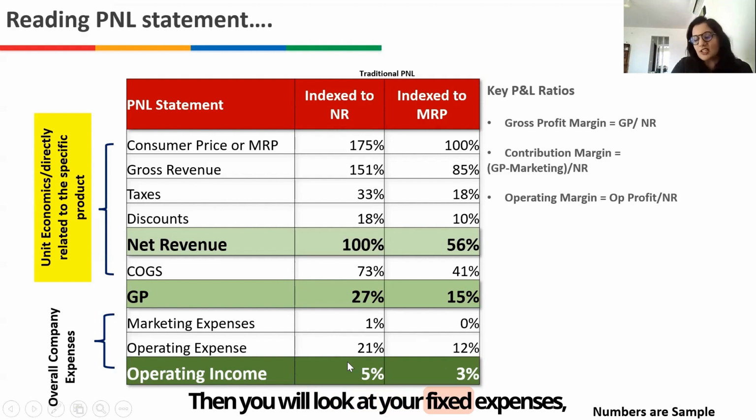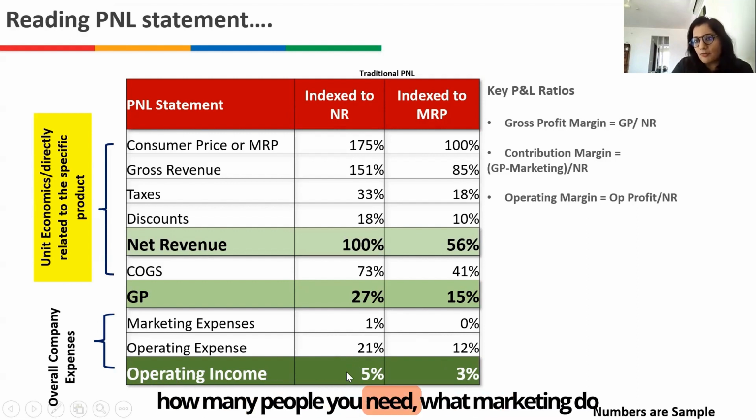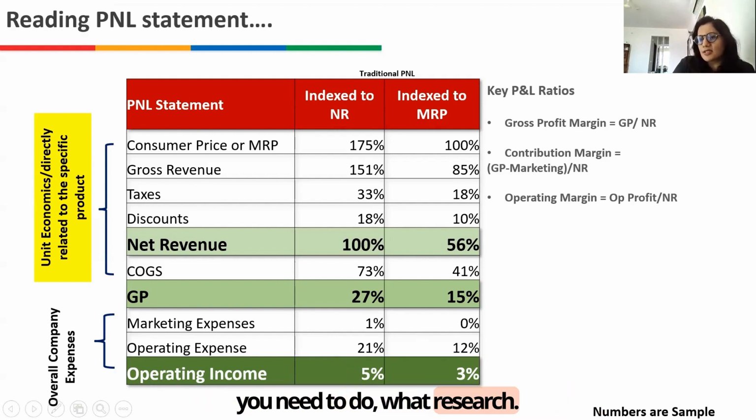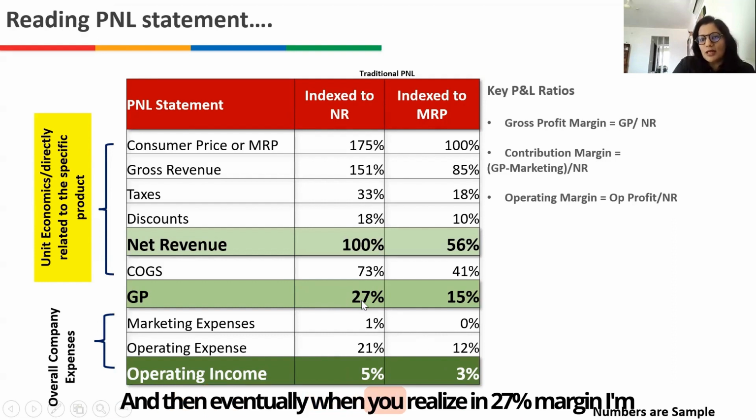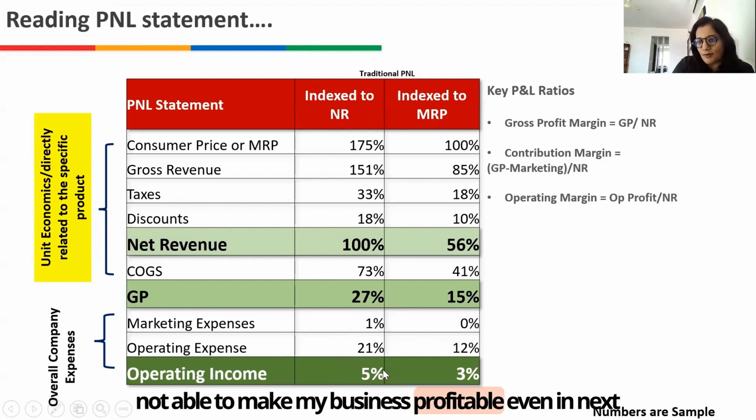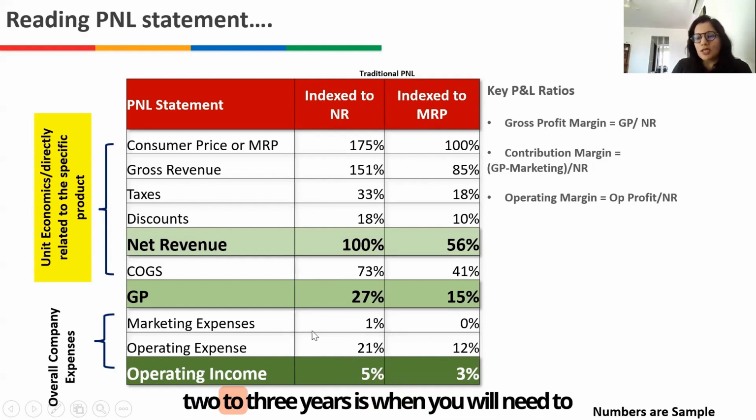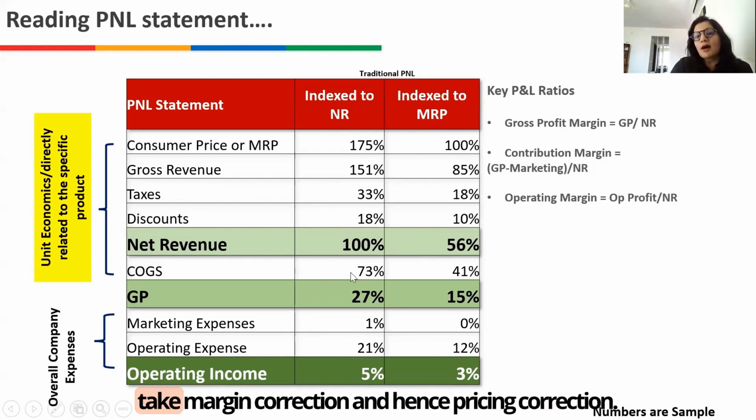Then you will look at your fixed expenses: how many people you need, what marketing you need to do, what research. And eventually, when you realize that at a 27% margin I'm not able to make my business profitable even in the next 2 to 3 years, that is when you will need to take a margin correction, and hence a pricing correction.